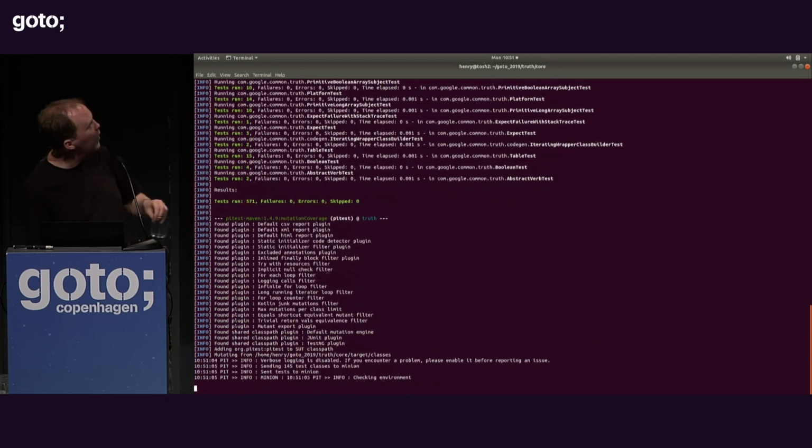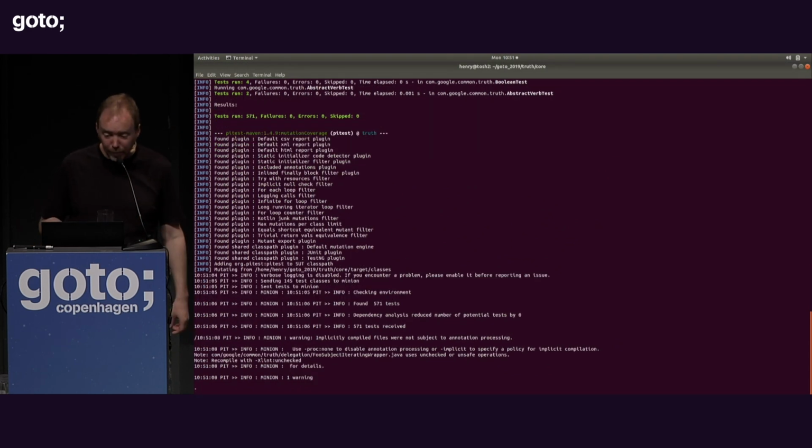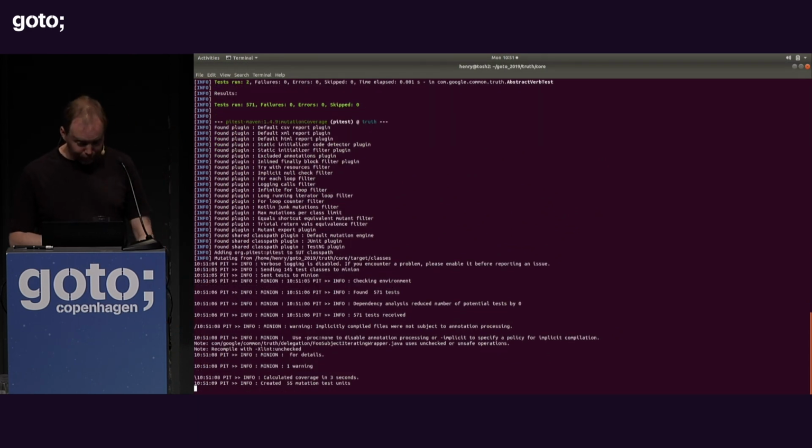That's just Maven running the test. This is now PiTest kicking in. It's doing some things. It's doing them still. Nice weather we're having.